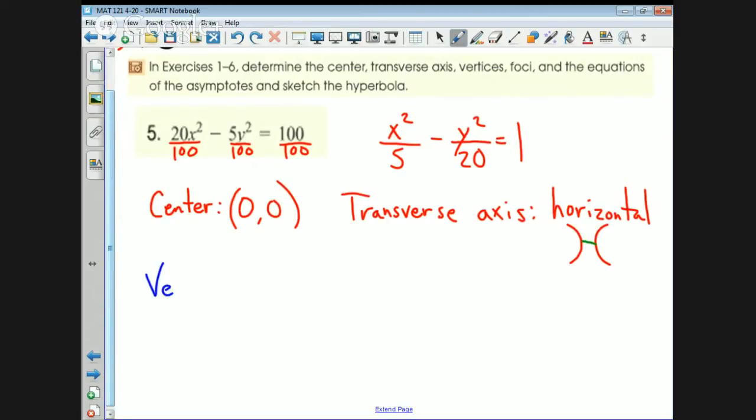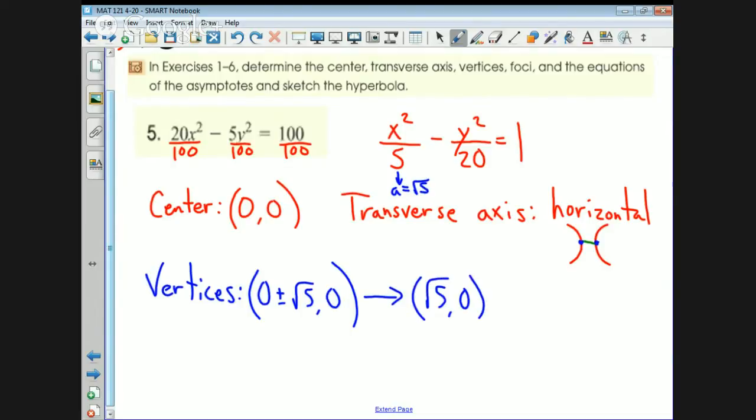Okay, vertices. You define these. Now the vertices in this case on my little basic sketch are located at these two locations. I know the center is 0, 0. I also know that the left-right distance to each of those is the square root of whatever is underneath the x. So here we would have a equaling square root of 5. And since I'm going left and right from the center to get to those, I'm going to adjust the x value. So I have 0 plus or minus root 5, comma 0 being the simple form of the vertices, which would give me root 5 and 0 or negative root 5 and 0.